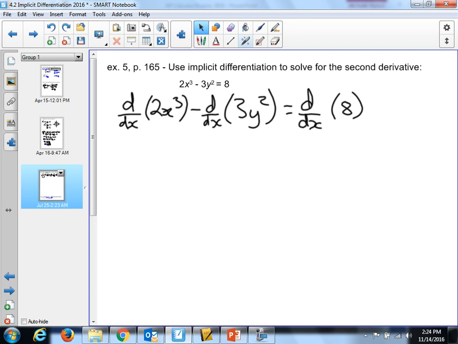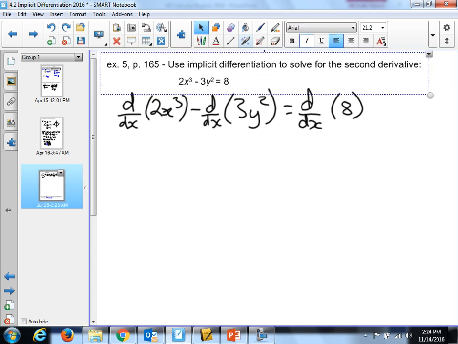Solve for dy by dx. I'll give you guys a minute, at least. Dy by dx, then we'll do d2. But before you start on the second derivative, we'll all check that we're on the same spot.